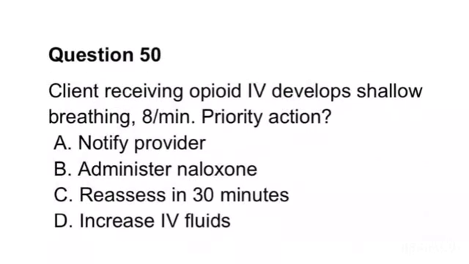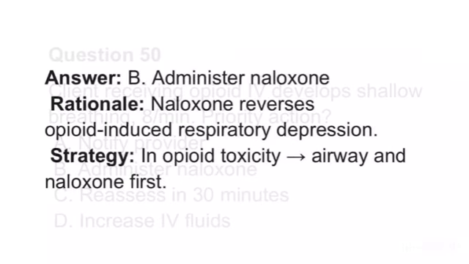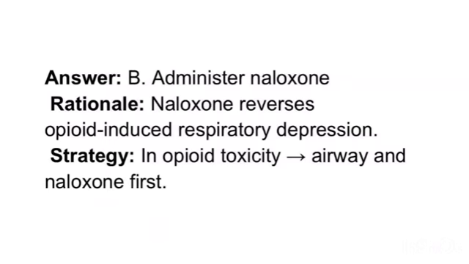Question 50. Client receiving opioid develops shallow breathing, 8 per minute. Priority action? A. Notify provider. B. Administer naloxone. C. Reassess in 30 minutes. D. Increase IV fluids. Answer: B. Administer naloxone. Rationale: naloxone reverses opioid-induced respiratory depression. Strategy: in opioid toxicity, airway and naloxone first.